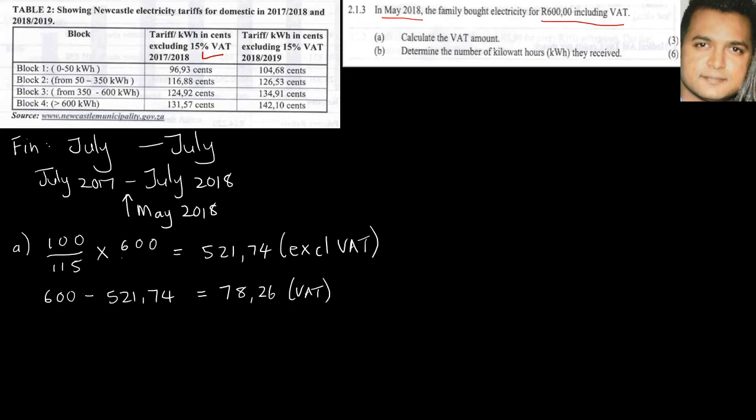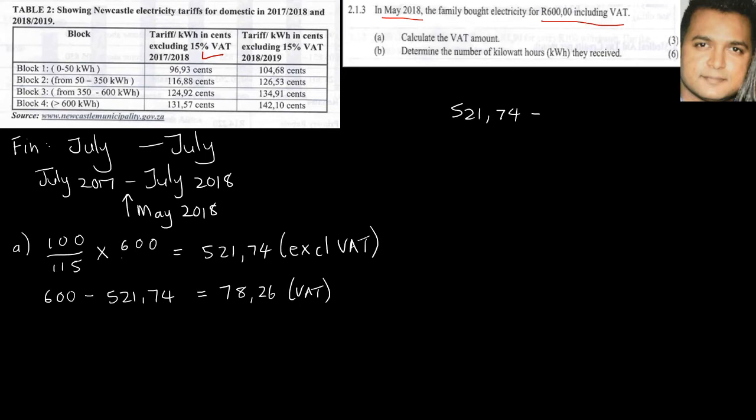Then we come to the second question, which is to determine the number of kilowatts they received. In order for us to work this out, we need to use the amount excluding VAT because our table has values excluding VAT. So the amount we will use is 521,74.